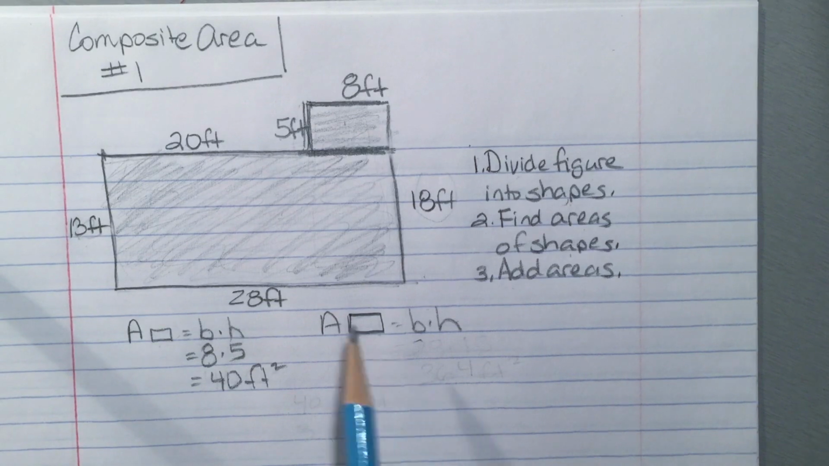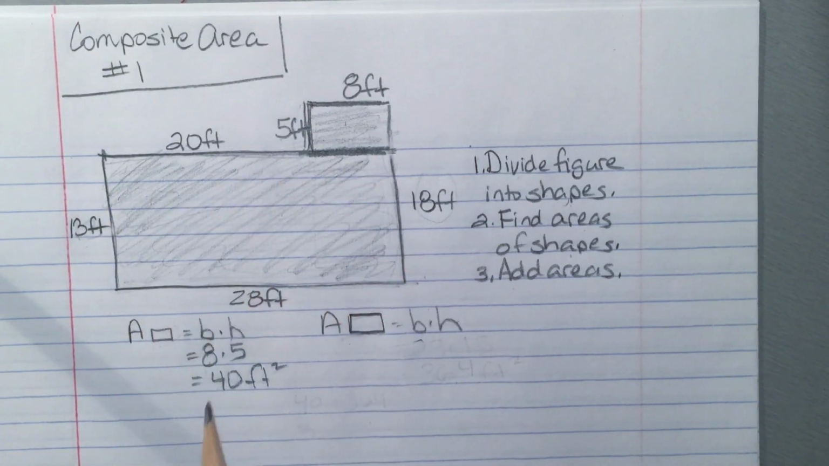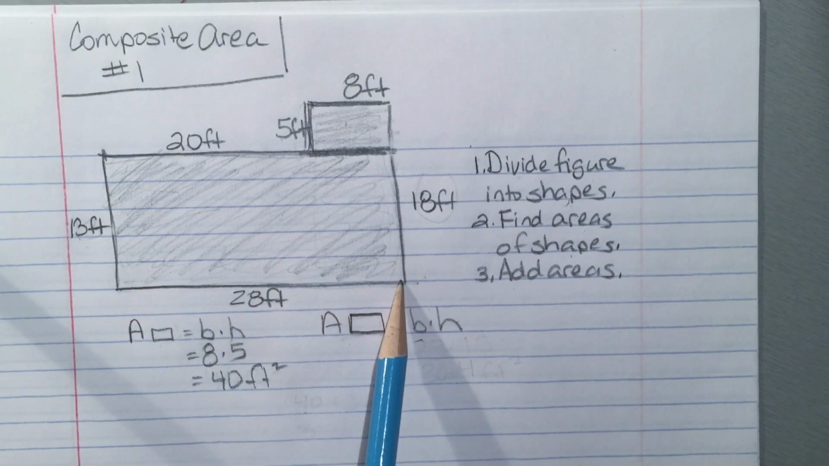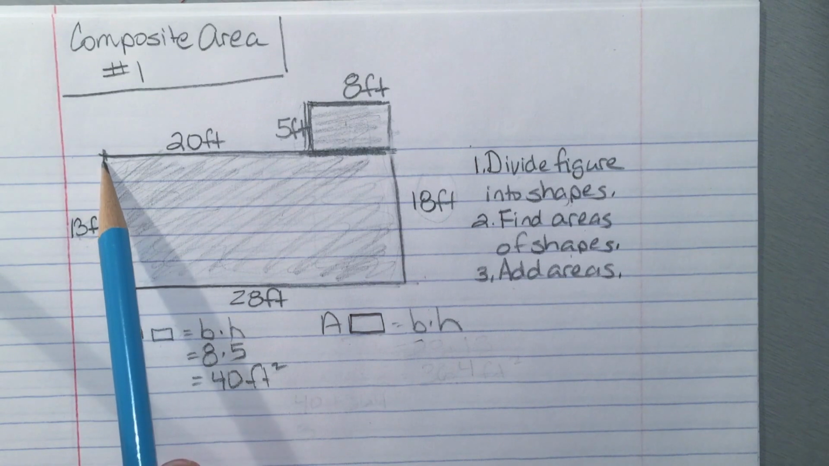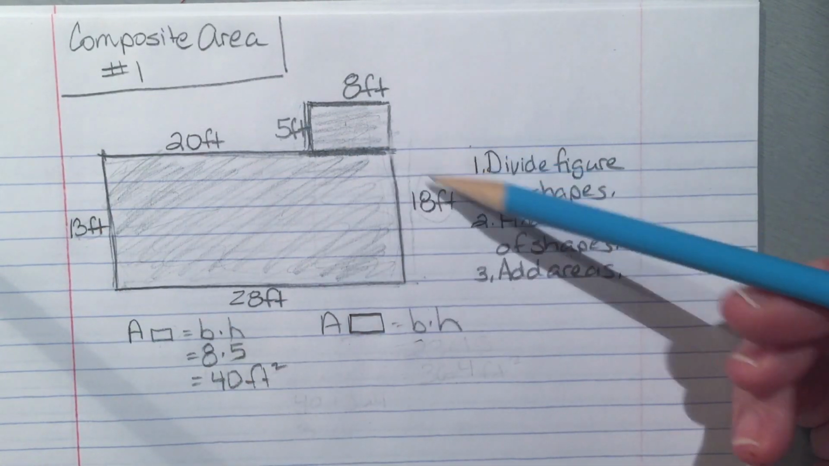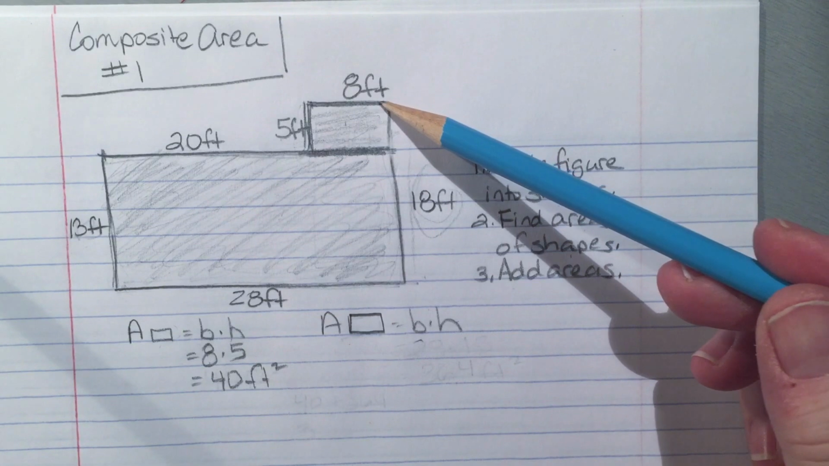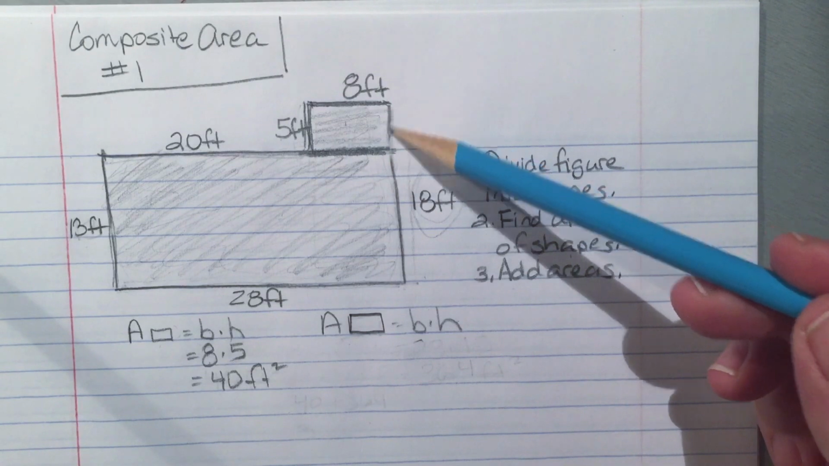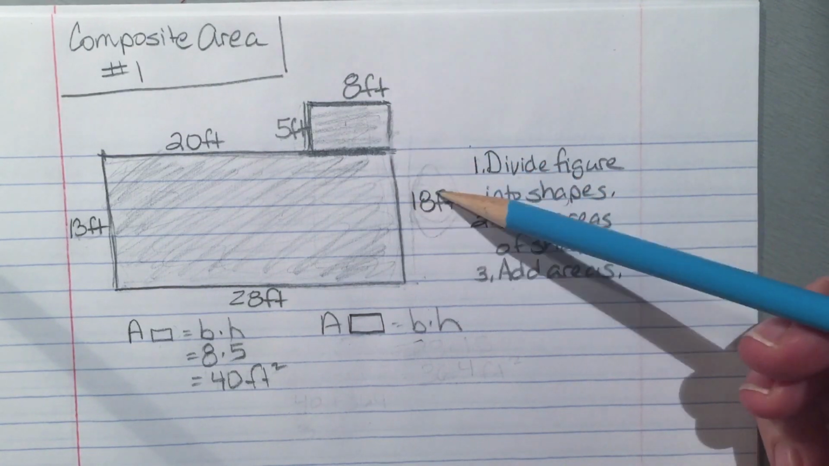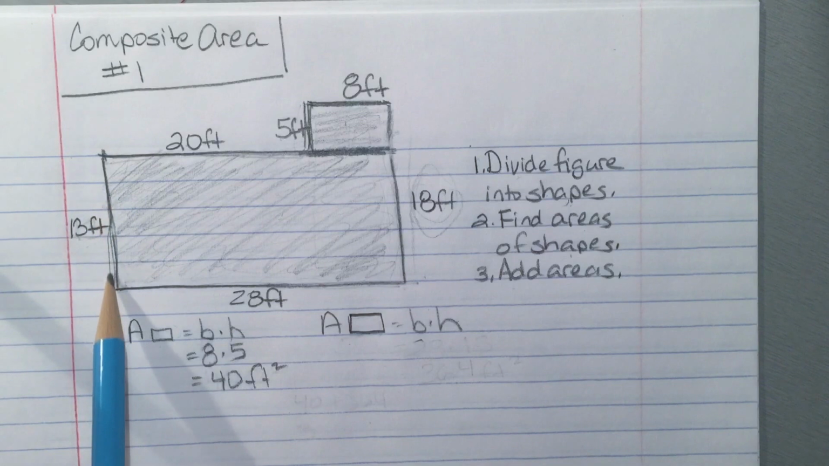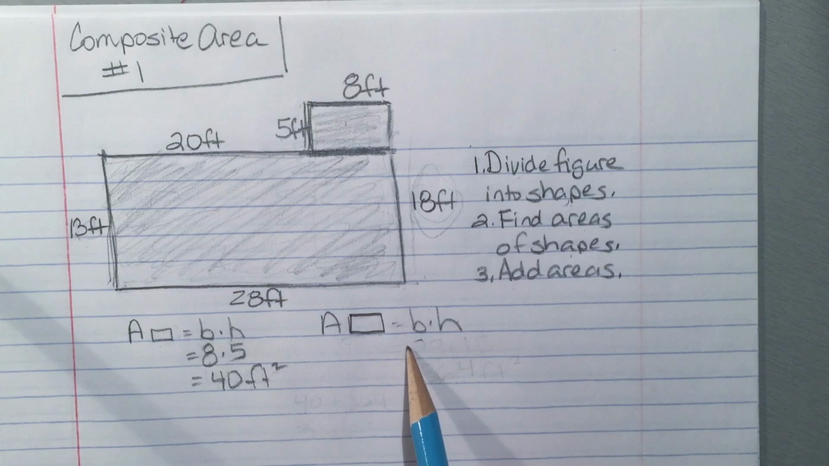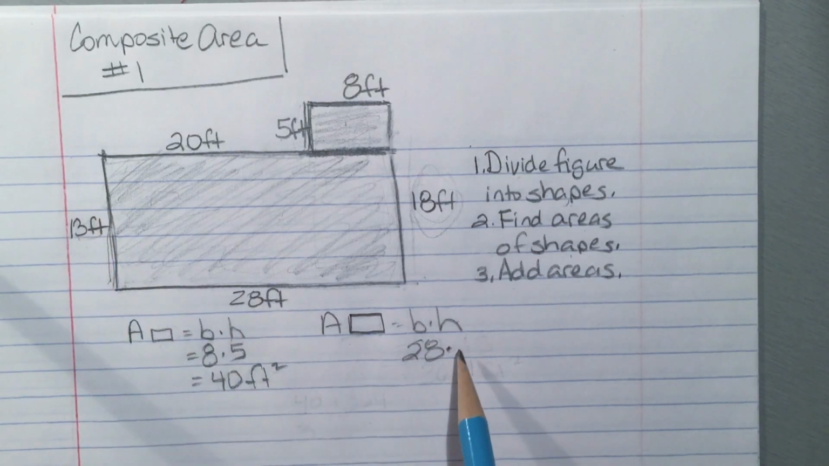Now I need to find the area of the larger rectangle. I can see the base for my larger rectangle is here, 28 feet. And the height for my larger rectangle is here, 13 feet. It's not 18 feet because this 18 was meant to describe the distance from the top of the figure all the way to the bottom, and it includes this 5-foot side of the smaller rectangle. So we won't use the 18-foot number, we'll use the 13-foot number, which describes the height of the rectangle we're looking at. So the base of our larger rectangle is 28, and the height of our larger rectangle is 13.